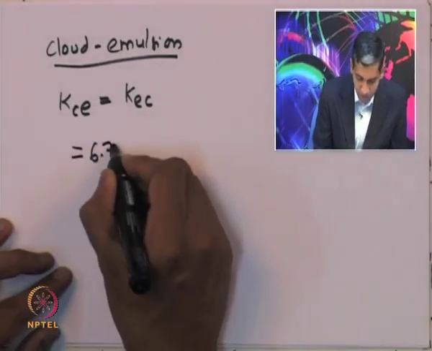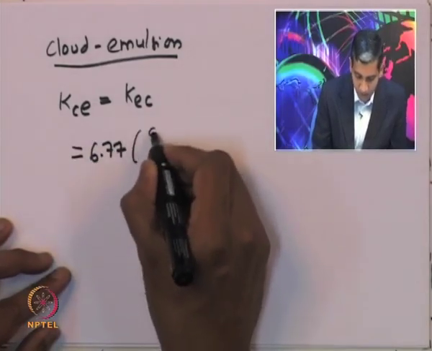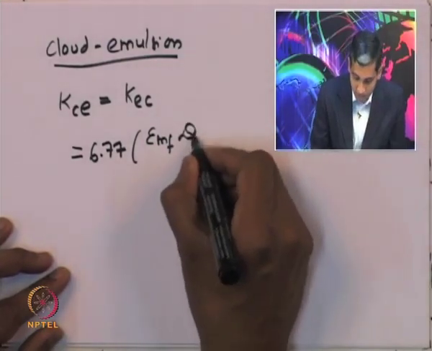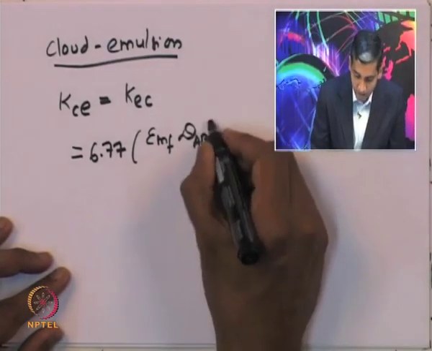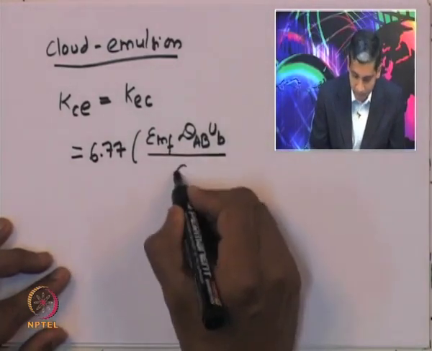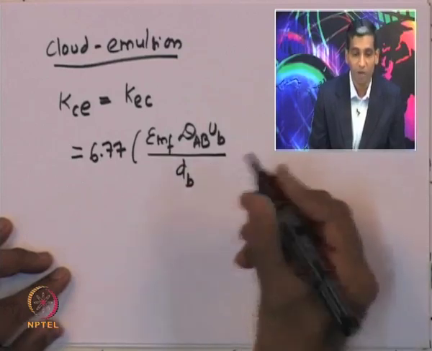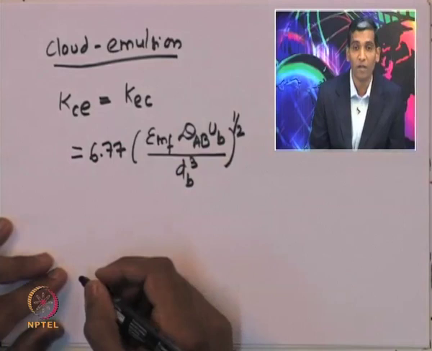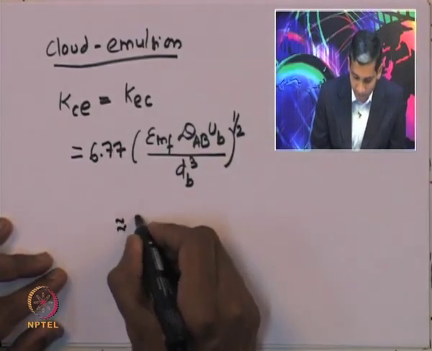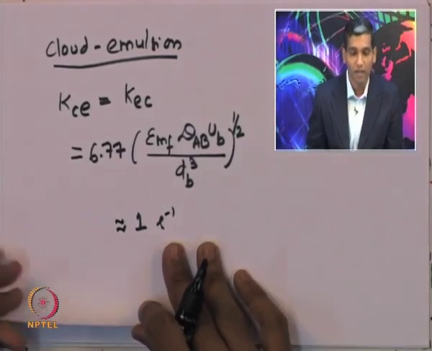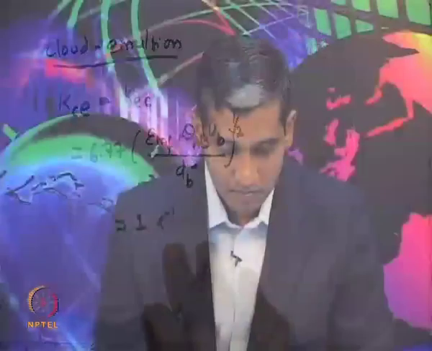And so, that is given by the correlation 6.77 into epsilon mf, which is the porosity at the minimum fluidization velocity, multiplied by the diffusivity DAB into the velocity of the rising bubble divided by the diameter of the bubble cubed, to the power of 1 by 2, square root of the whole expression, and this is typically of the order of 1 second minus 1. So, that is the order of magnitude of the mass transport coefficient.